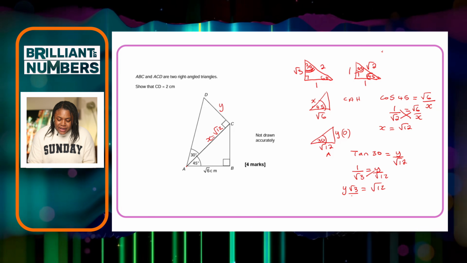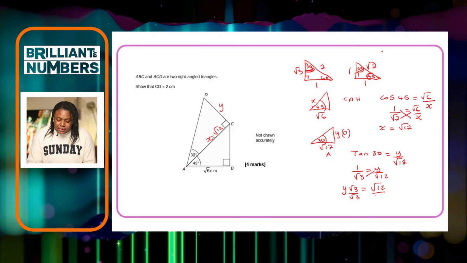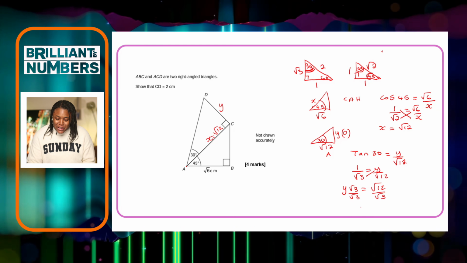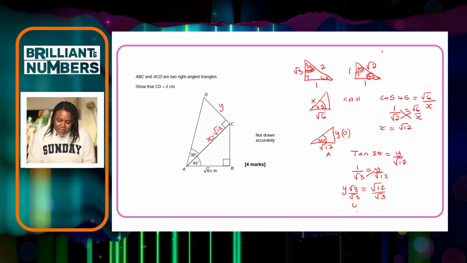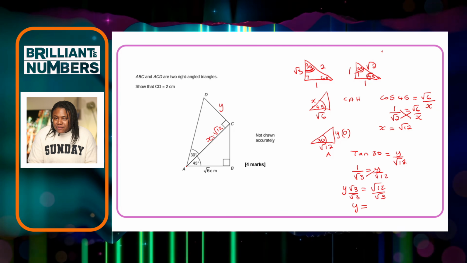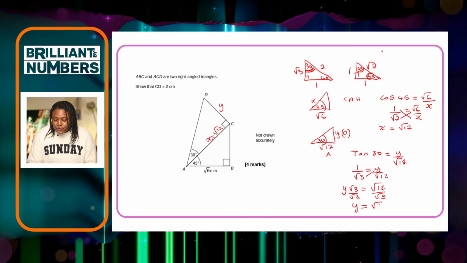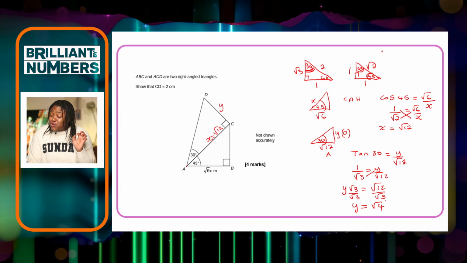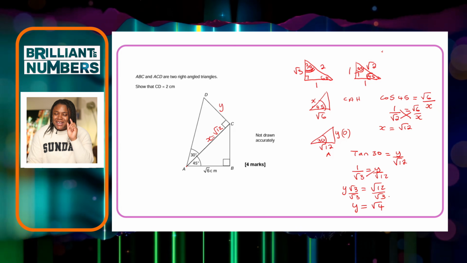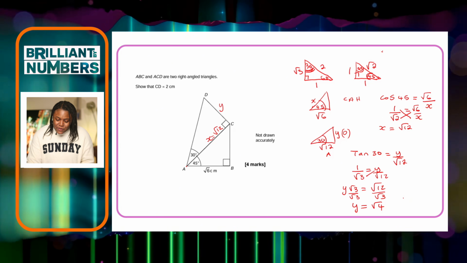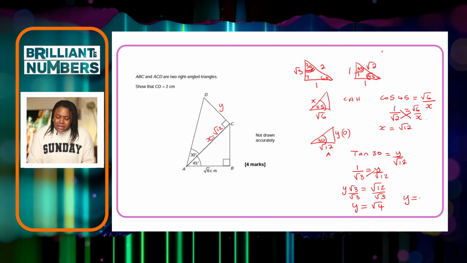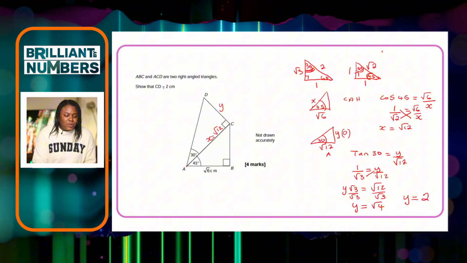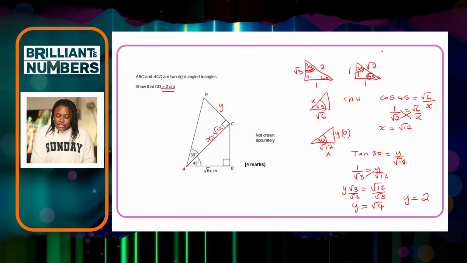Now I need to divide both sides by root 3. So let's go, team, let's go. So that cancels out, leaving me with Y. Root 12 divided by root 3 is root 4. And the square root of 4 is 2. So therefore, Y will then be equal to 2. And remember, we were to show that the answer is 2.